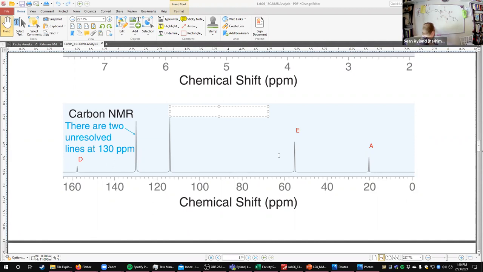Oops, I missed the carbon when I was labeling things, didn't I? Call that F. It messes with our left to right or right to left thing here, but the carbon F is the one that the methyl group is directly attached to. It's still in the aromatic region, but it's the most shielded of the aromatic carbons.